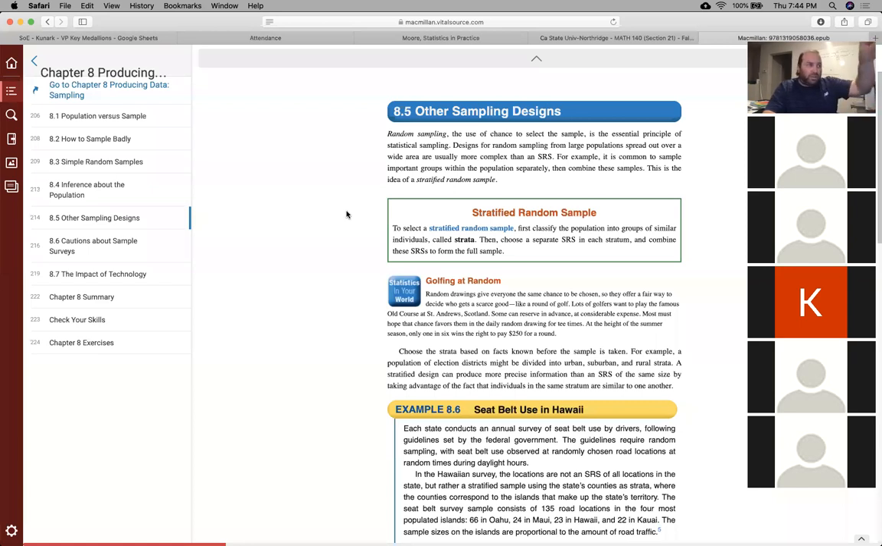So California, let's make an SRS. And Oregon, let's make an SRS. And Washington, let's make an SRS. So you break it up into groups, and then you do an SRS from each group.